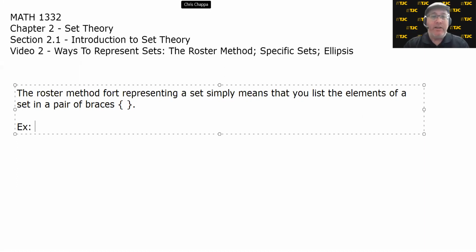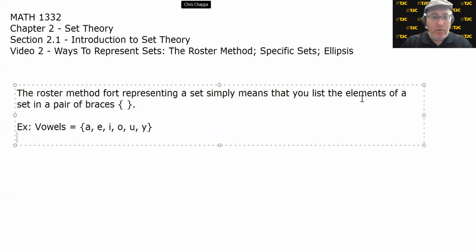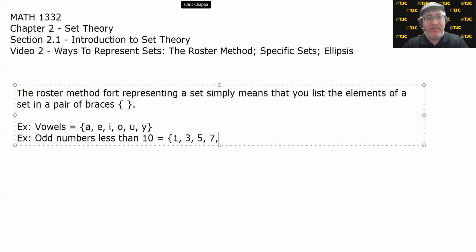For example, let's say that I wanted to represent the set of all vowels. Well, that would be A, E, I, O, and U. And we could argue that Y belongs in there, so we'll go ahead and put Y in there, since it can serve as a vowel in some words, such as bypass. Or we could say the set of all odd numbers less than 10. And assuming everybody knows what I mean by odd and number and less than 10, then that would be the set 1, 3, 5, 7, and 9.